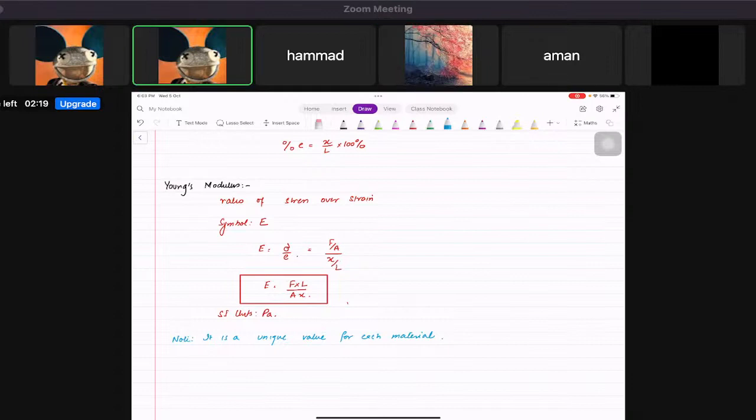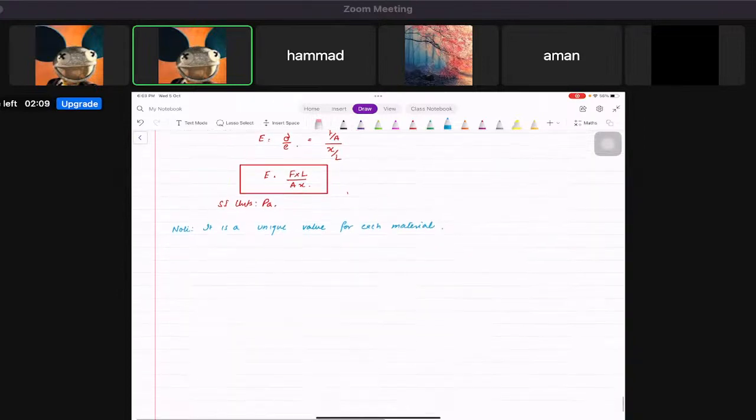Now, they might ask you basically some or more part of an experiment to find Young's modulus. So you're going to write that experiment. Experiment to find Young's modulus.